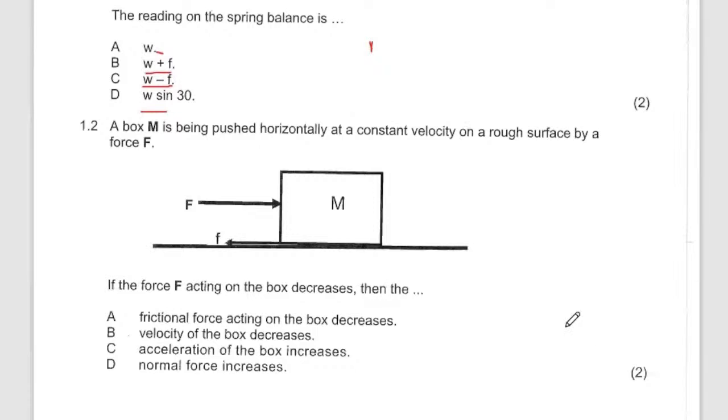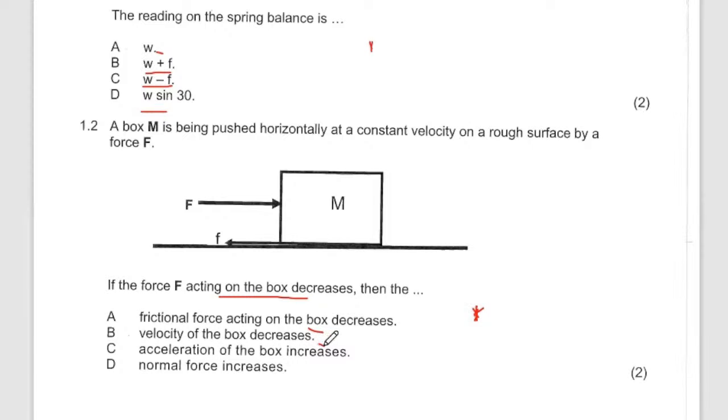Let's look at 1.2. A box M is being pushed horizontally at constant velocity on a rough surface by a force F. Okay, so we have the arrows that are indicating the directions. If the force F that is acting decreases, then what happens? If no force acting on the body decreases. Okay, that sounds correct. Velocity of the box decreases.